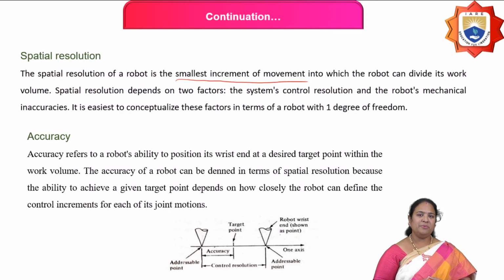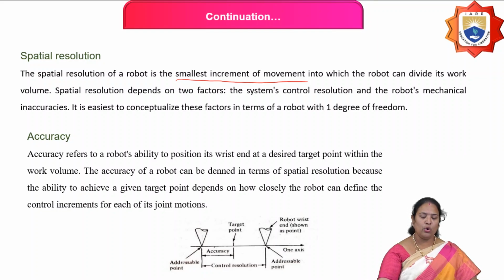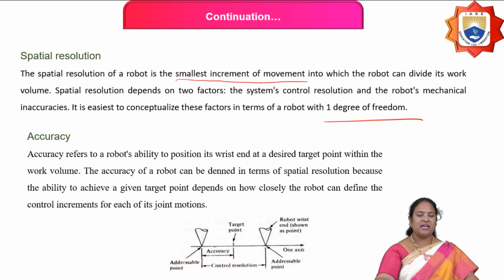Not only that, the spatial resolution depends upon two factors. What are those two factors? They are the system control resolution and the robot's mechanical inaccuracy. Based upon these two factors, the robot will be working. It is easiest to conceptualize these factors in terms of a robot which has one degree of freedom, to find out this particular set of factors.